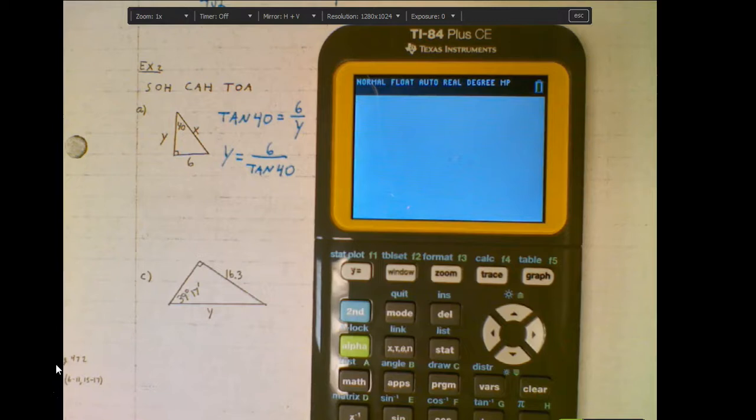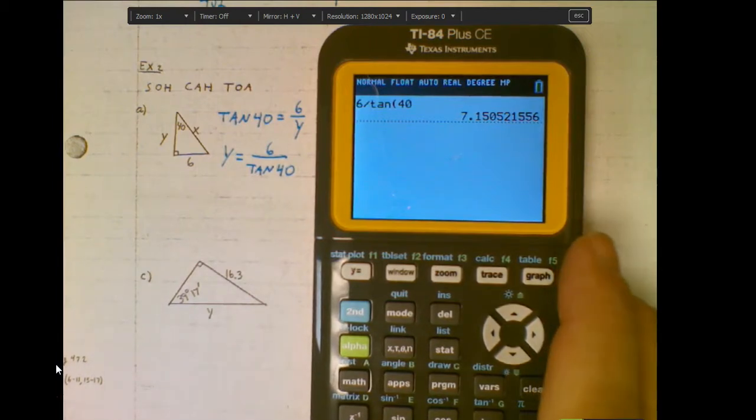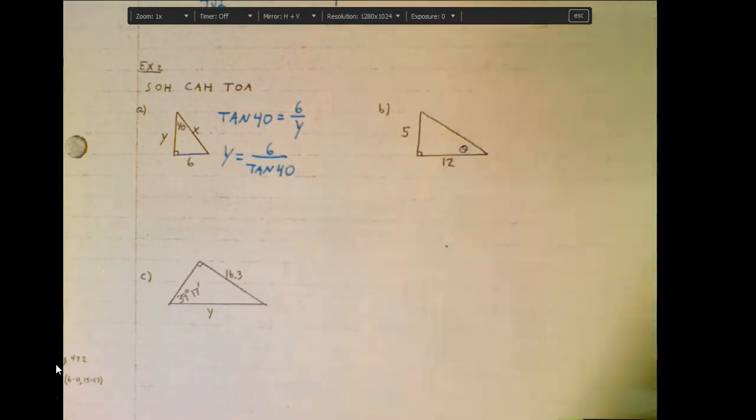And so now I'm in the right mode. So now I can do 6 divided by tangent of 40. And 3 sig figs as always. So 7.15 is my side length for y.